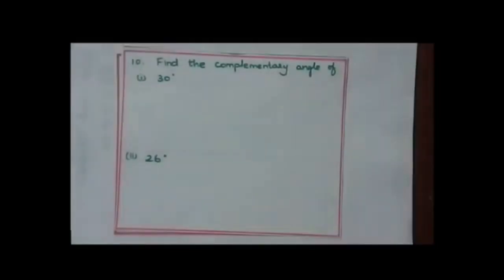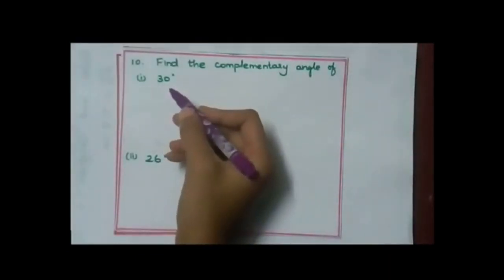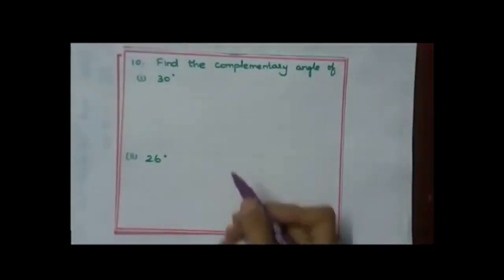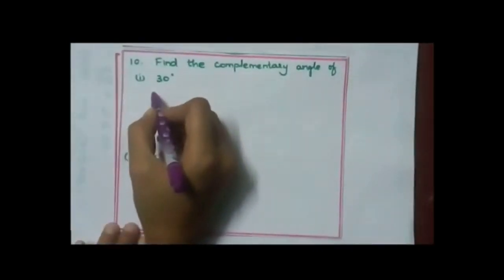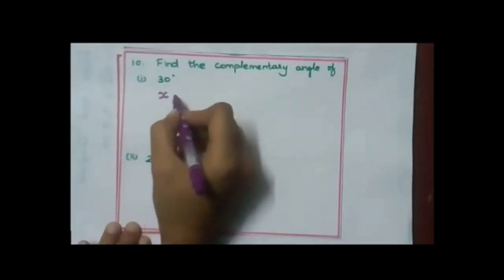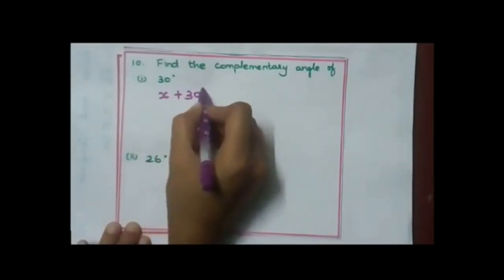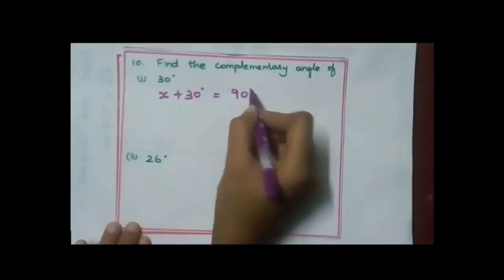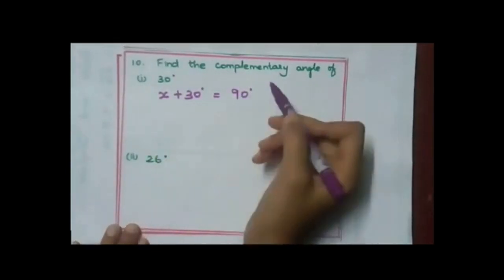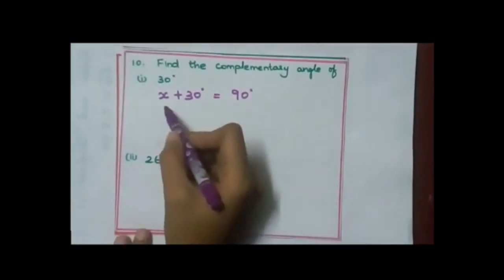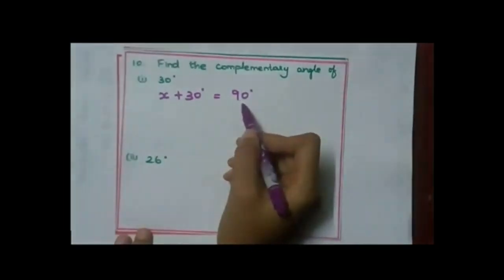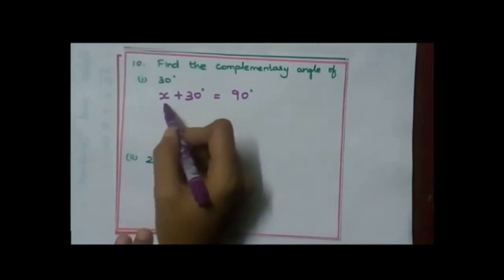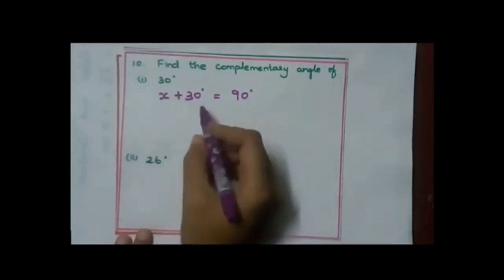Find the complementary angle of 30 degree. Two angles are said to be complementary if they add up to 90 degree. So here one angle is given, you have to find the other one. So I am taking that angle as X. So X plus 30 degree will be 90 because these two angles are complementary. Complementary angles means two angles must add up to 90 degree. One is 30, you have to find the other one. So I am writing that as X.